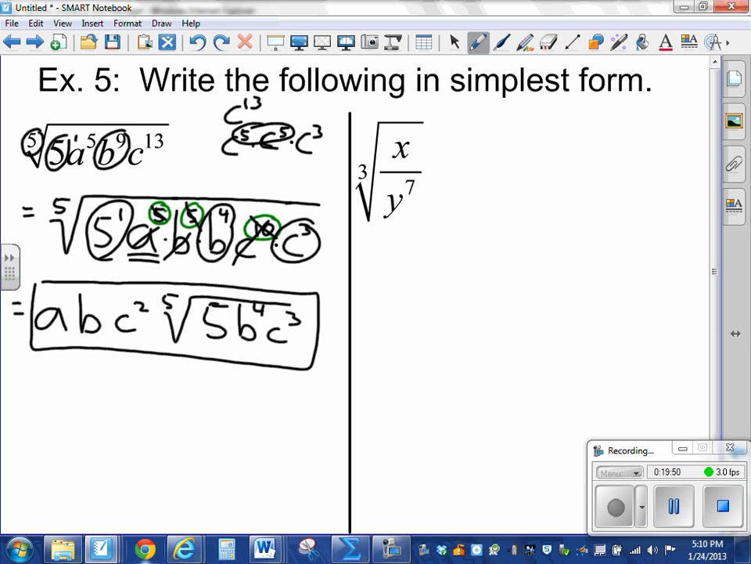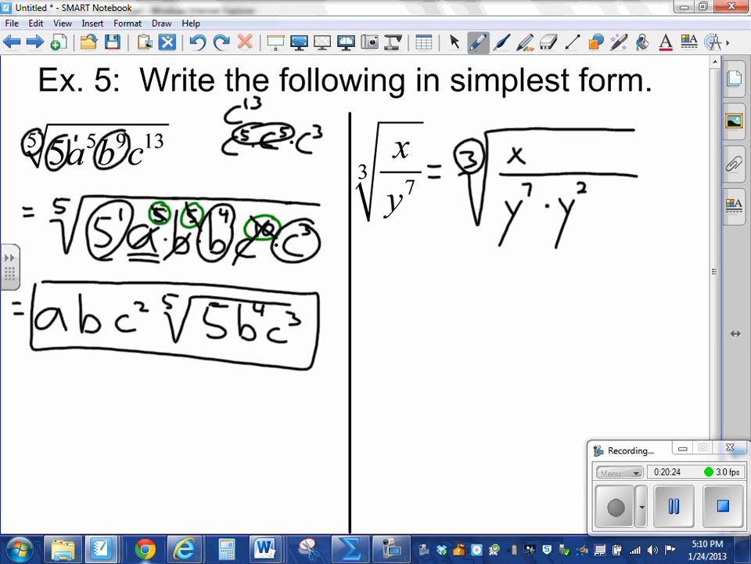Okay, so now this one. This one's similar to the one that we just did a few steps ago. So we got x, y to the 7th. Now keep in mind, we're looking for triples. 7 is not a multiple of 3. We want to make these y's into a multiple of 3. So the next multiple of 3 up from 7 is a 9. So I need 2 more y's. This 7 and the 2 are going to make your 9.